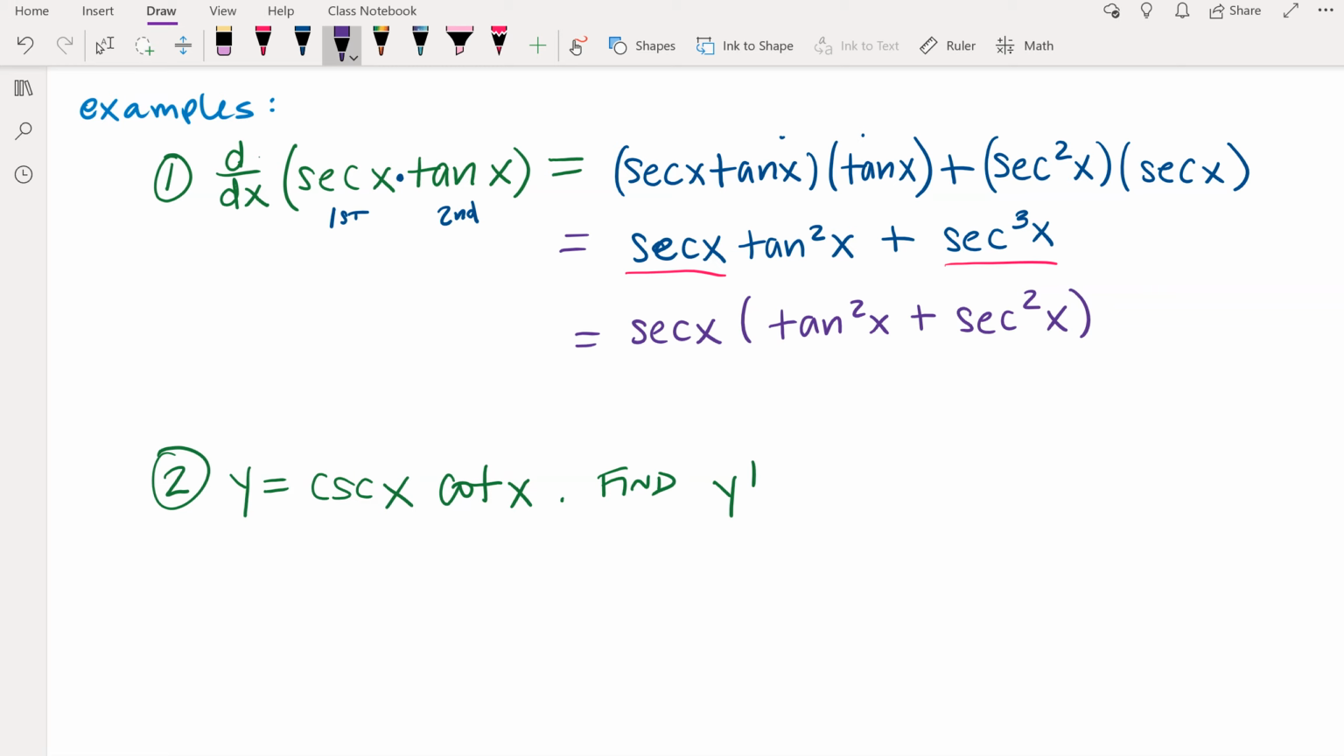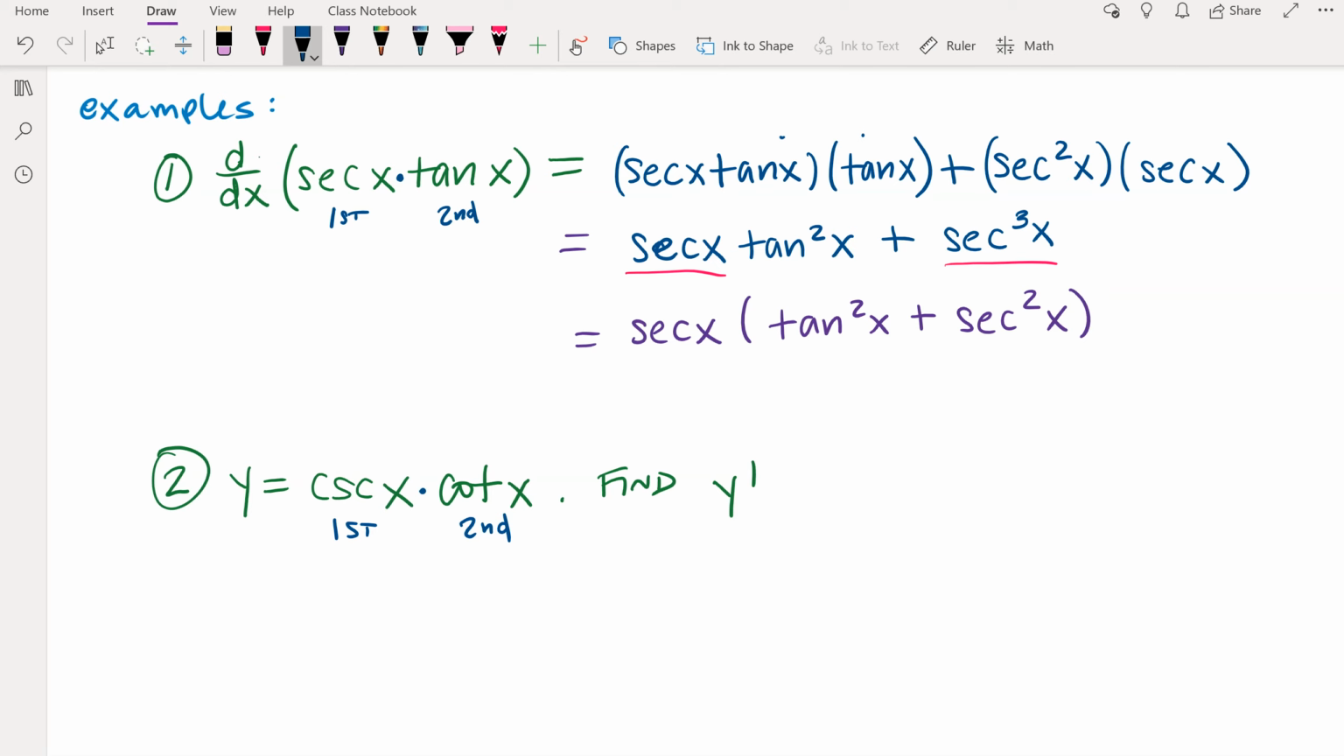Let's go ahead and continue. So now we're going to do this derivative. I want you to try first, and then we'll do it together. Go. Okay, so again, we have a product. Cosecant x times cotangent x. This is your first function. This is your second function. And we're finding y prime.